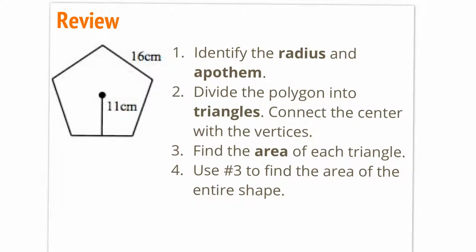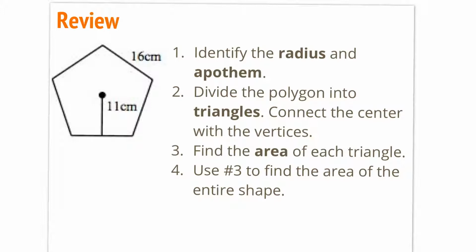Alright, welcome back. This is going to be the second video, a continuation of what we did yesterday on Tuesday, or whenever I had you on Tuesday. So to review what we did before: we identified the radius, the apothem, and the base, or any other information like that. Then we divide the triangles by connecting the vertices to the center, find the area of one triangle, and use number 3 to find the area of the total shape.